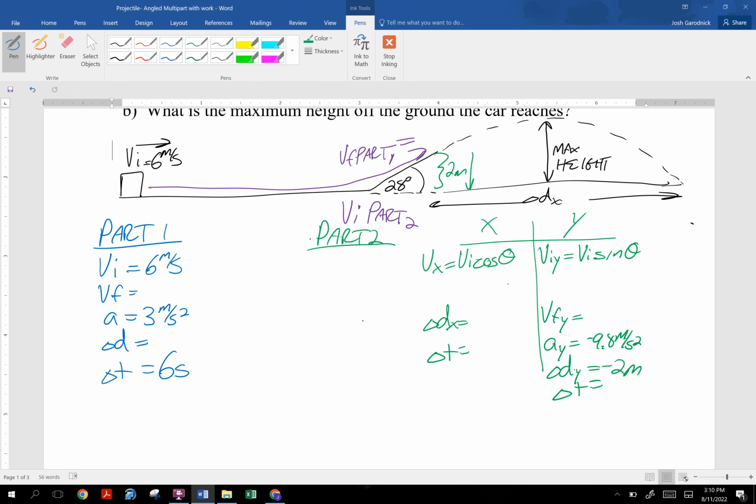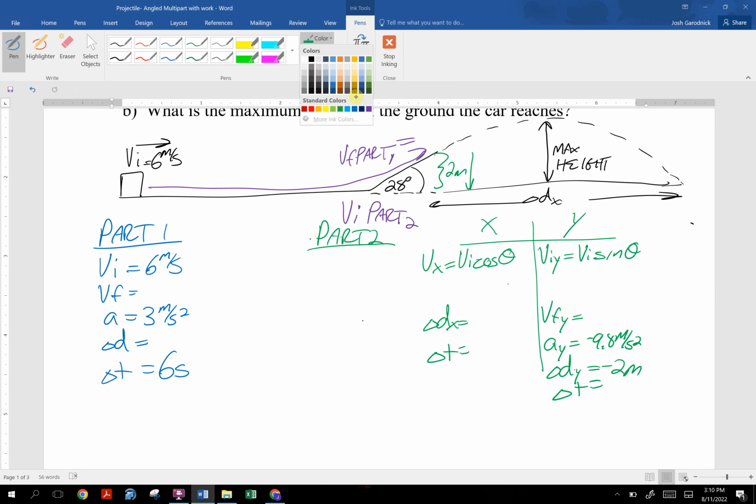Don't get me wrong. There could be problems where maybe you're solving for the distance traveled in part A, the first part. If that's the case, and this is a 2-part problem, odds are you can't start with part one. You're going to have to start with part two and work backwards. In this case, we're looking for things in part two, like horizontal distance and maximum height. Therefore, probably going to have to start in part one.